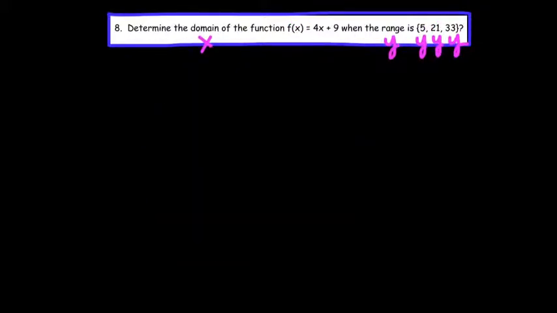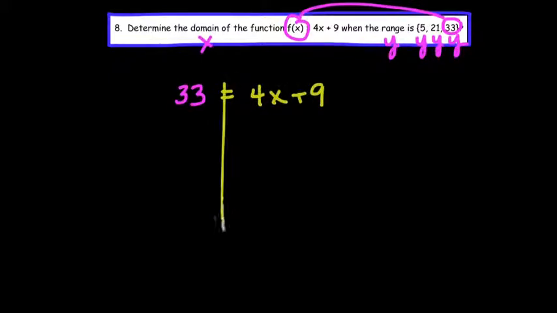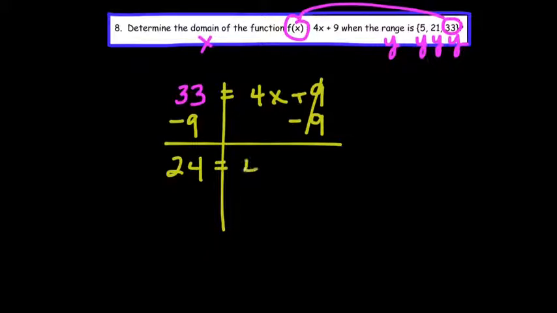Okay, and then finally we're going to be plugging in that 33 for the f(x) there. So we're going to say 33 = 4x + 9. And solve the same way. We're going to subtract 9 from both sides to begin with. This is going to give me 24 = 4x. And then I'll divide both sides by that 4. So this will give me 6 = x.